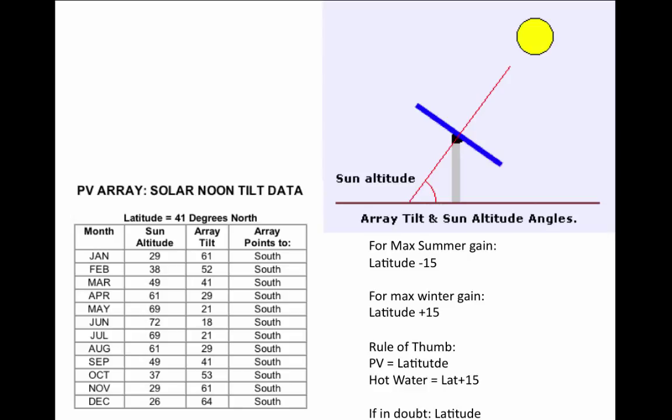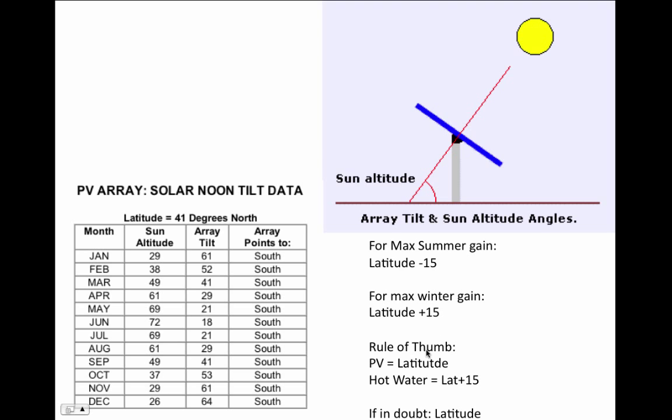So if you're not going to move your solar panel, the best rule of thumb for solar electric is latitude. You want to put the solar panel at the latitude wherever you are. So in Iowa, that's 40 degrees. If you were in Maine, that's maybe 45. If you were further north in Canada, that might be 50 or 60 degrees. If you're further south, like Hawaii, that's about 20 degrees.